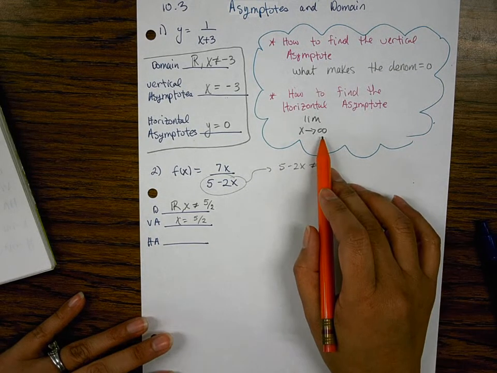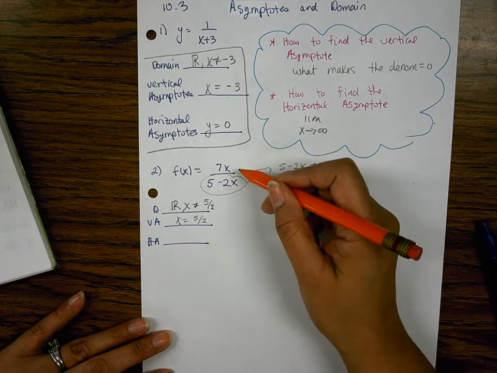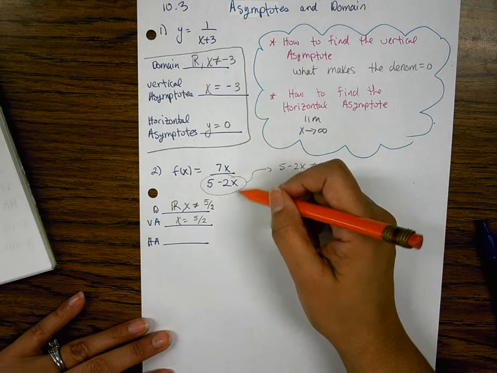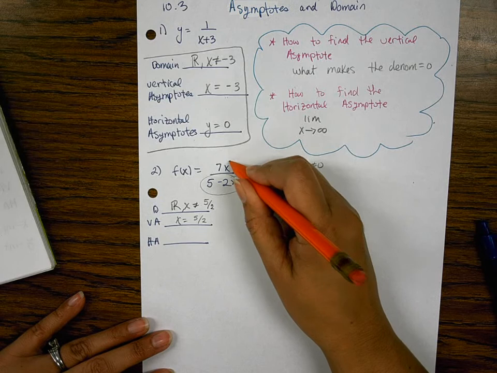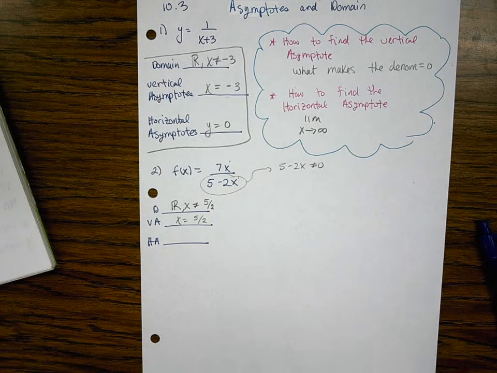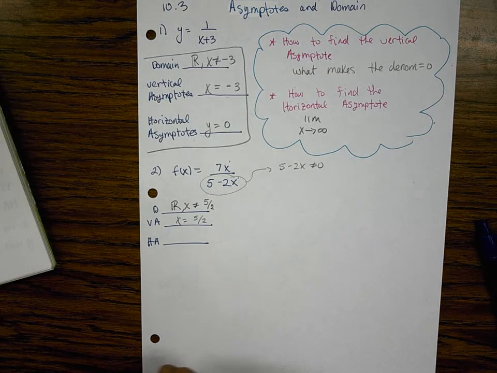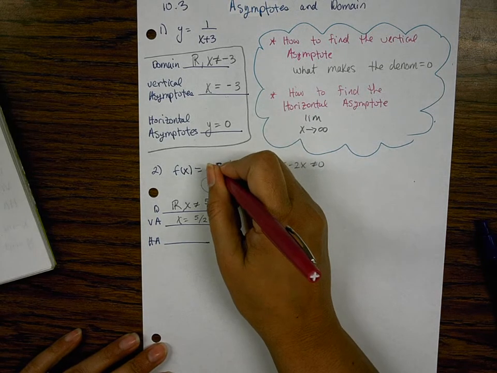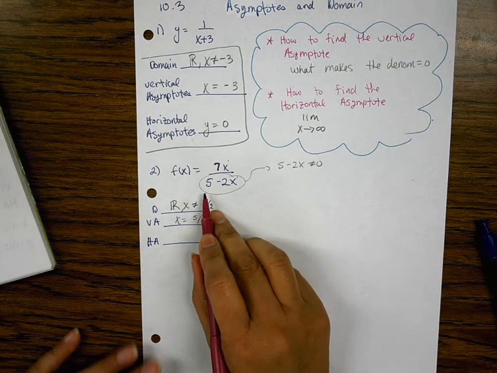Okay, horizontal, we take the limit as x approaches infinity. So is the degree at the top or bottom heavier, or is it the same? Degree is 1, degree is 1. They are the same. So we take the leading coefficients. At the top, that is 7.